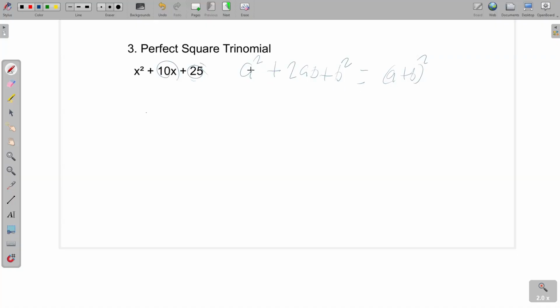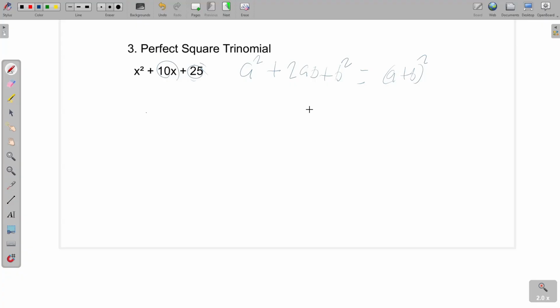So here's the a squared, and here's b squared. What's b squared? It's 25, so b is 5, 5 times 5. And then 2 times 1 times 5 gives us 10. So if you can figure it out, you're like, wait a second, then you can use this formula.